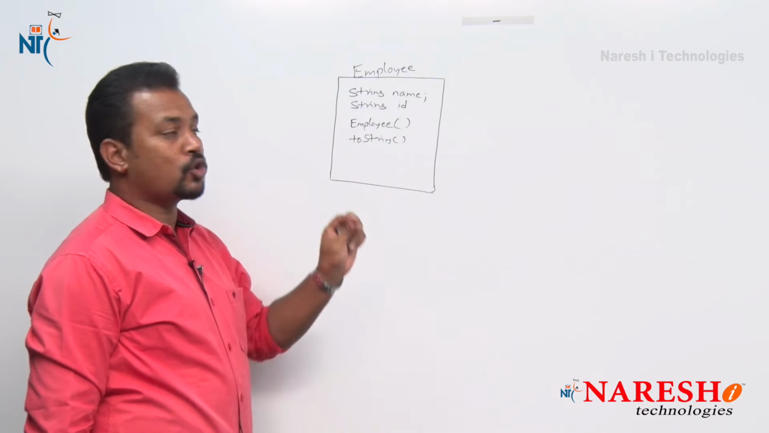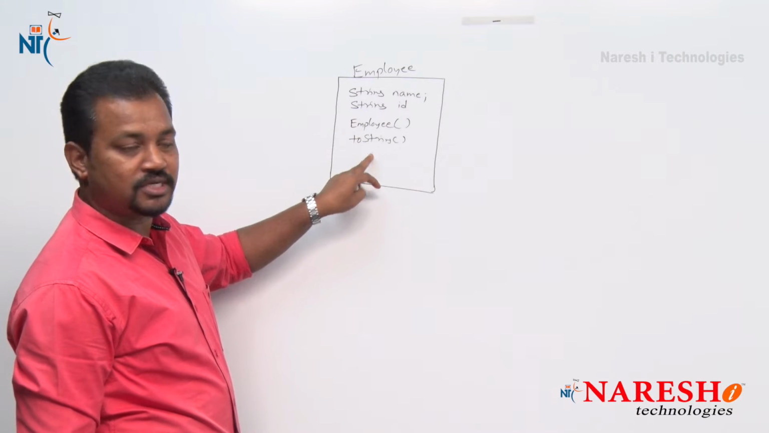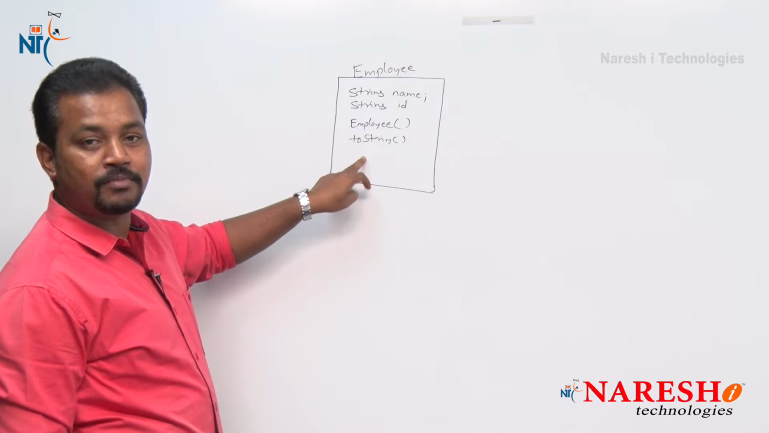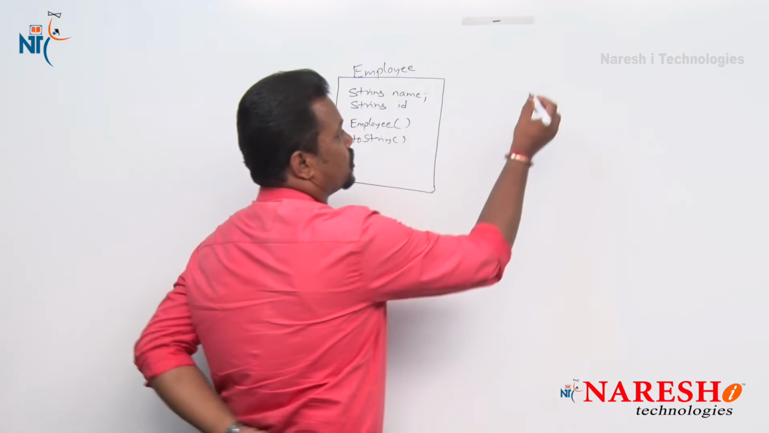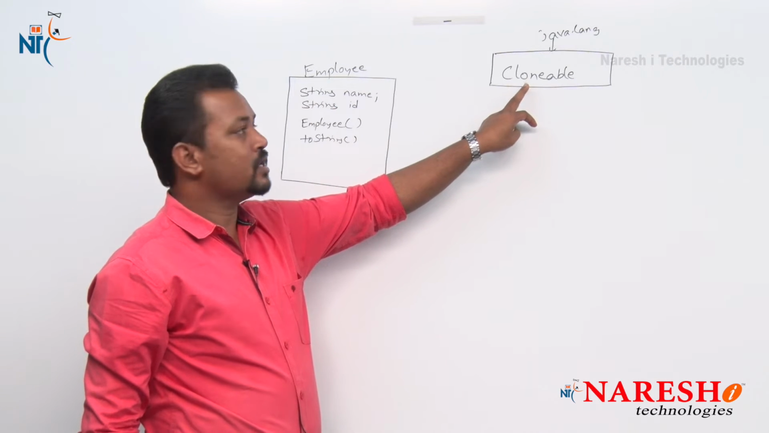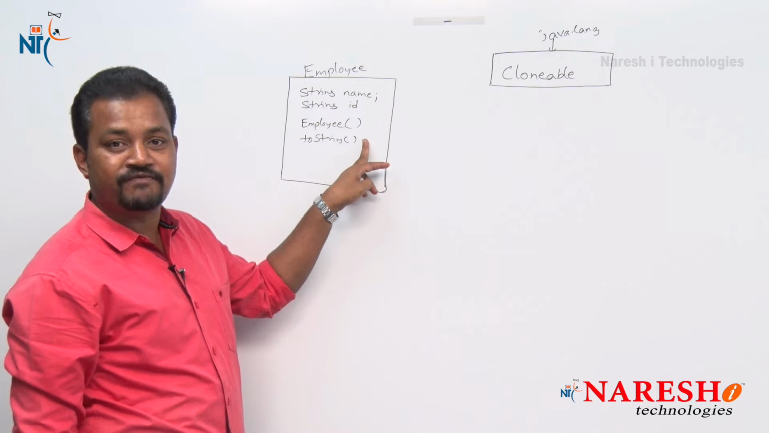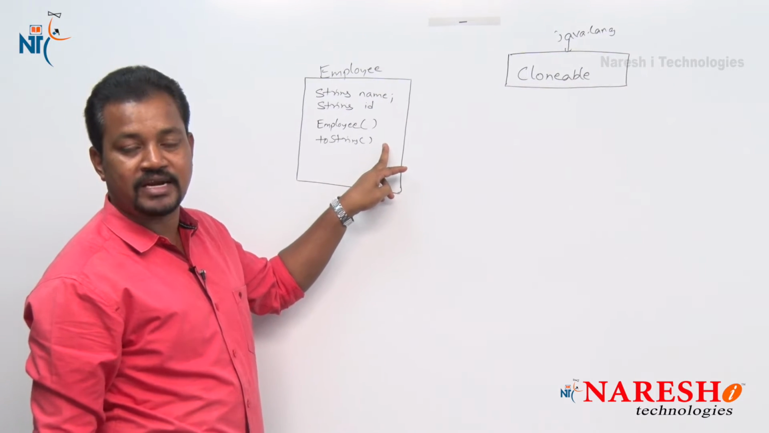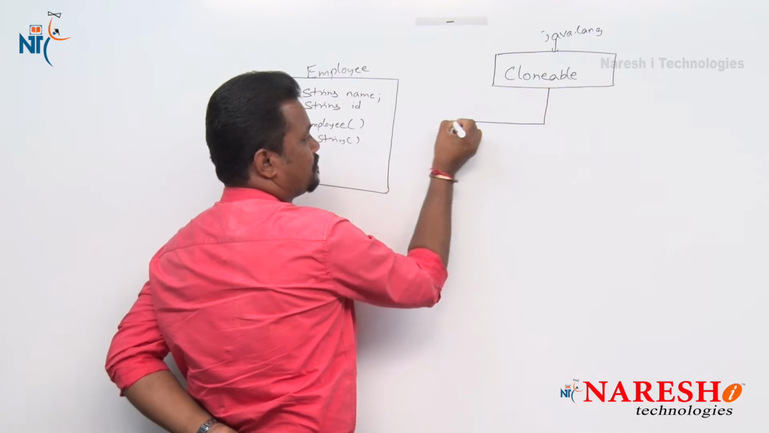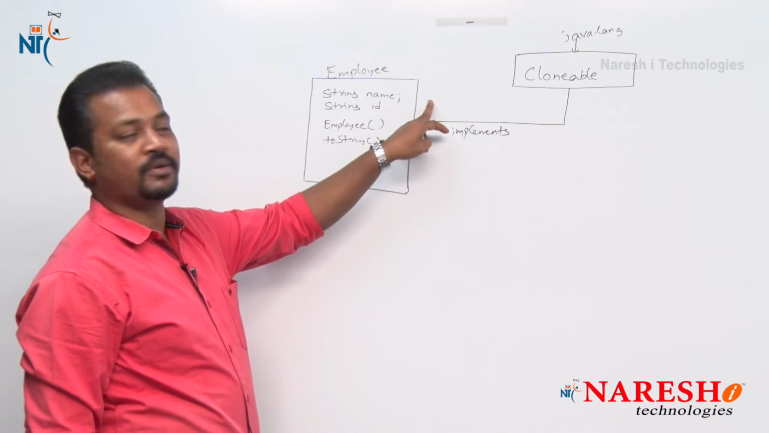I want to perform the cloning process on the object of this class. Whenever you want to perform the cloning process on the object of this user defined class, this class must implement the Cloneable interface. That is step one. We have one interface known as Cloneable, which is available from the java.lang package. So whatever user defined class we have taken must implement Cloneable. This is the first step you have to do.